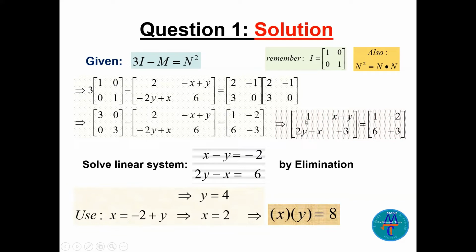So we can equate now. x minus y is equal to minus 2, 2y minus x is equal to 6. So this is a linear system. We can solve by elimination or substitution or Gauss-Jordan. So we can just add directly here. Then y will be 4. You can put that in any of the equations. I can use x equals minus 2 plus y, this is the first equation. x will be 2. So x times y will be 2 times 4, which is 8.